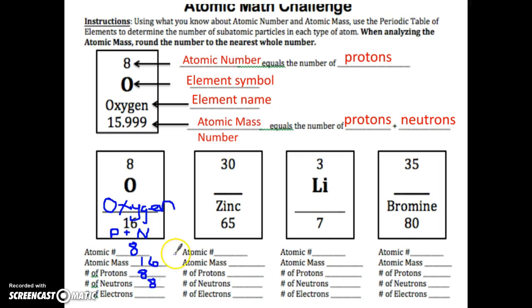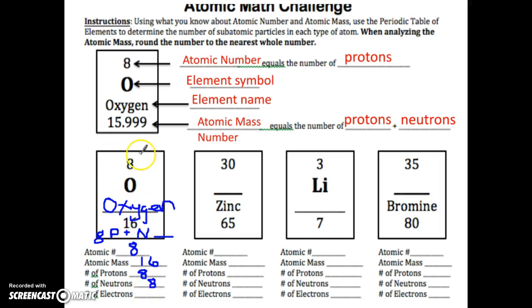You could think of it like this: I know that there's 8 protons, so 8 plus what is going to give me 16? Or you can do this: 16, the atomic mass, minus 8 is going to give you your number of neutrons. Now I need to figure out the number of electrons.